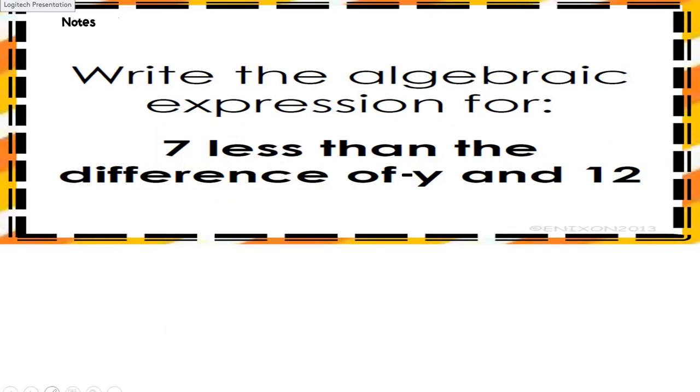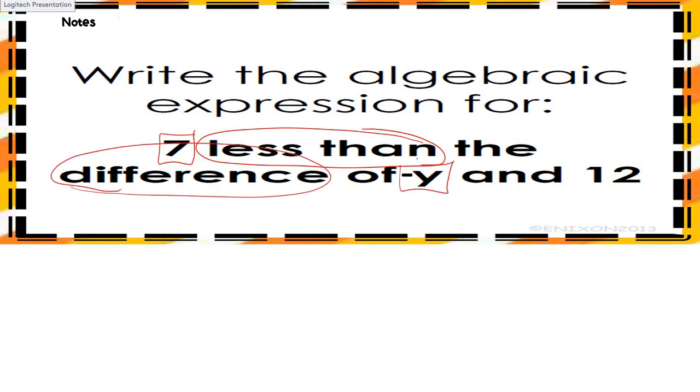Alright, so write the algebraic expression for 7 less than the difference of negative y and 12. So 7 less than. Now remember, I told you previously that less than is really important. It tells us that we're going to actually switch up the order of our numbers. So even though 7 comes first, 7 is what's being taken away. So I want 7 less than the difference of negative y and 12. So I want the difference, and I want 7 less than that.